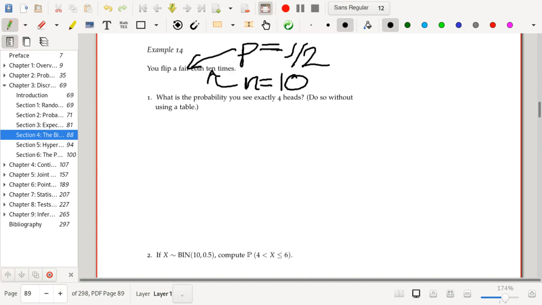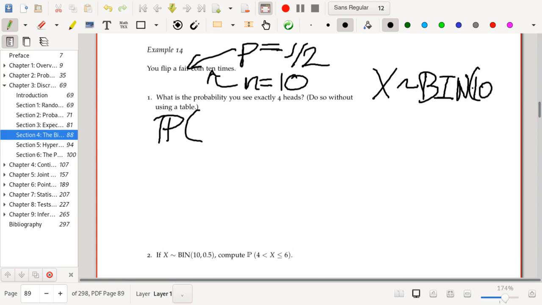All right, what is the probability you see exactly 4 heads? Do so without using a table. The probability that this random variable x, which is following a binomial distribution with parameters n is 10 and p is 1/2, so the probability that x is equal to 4 is going to be 10 choose 4.